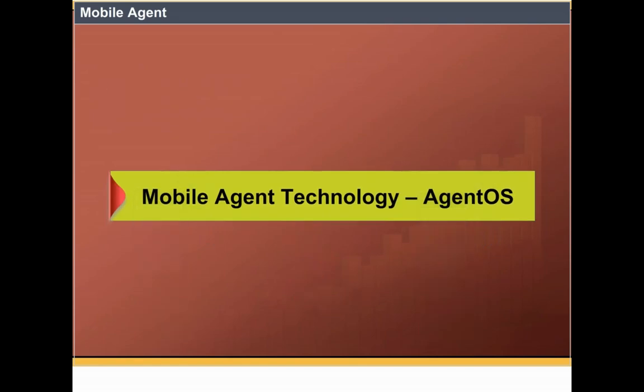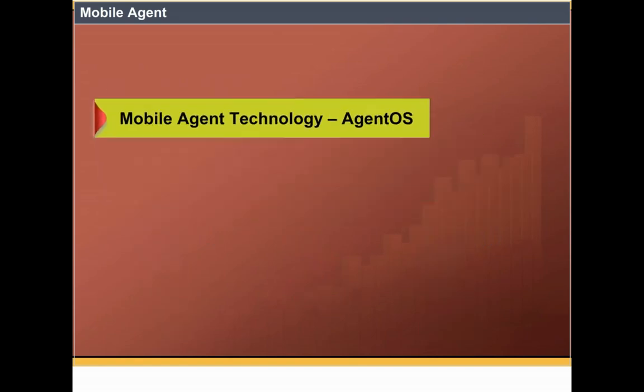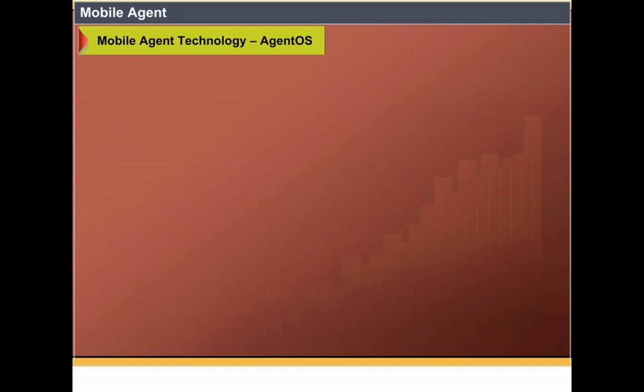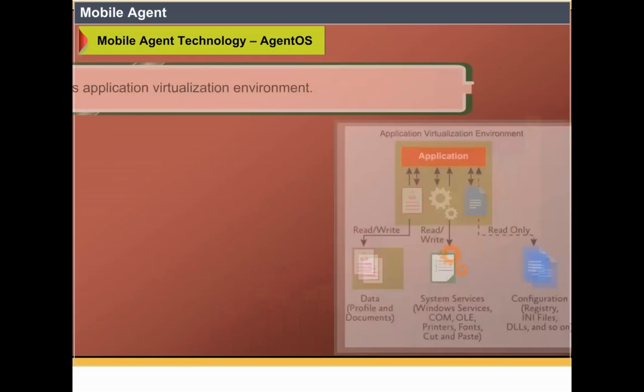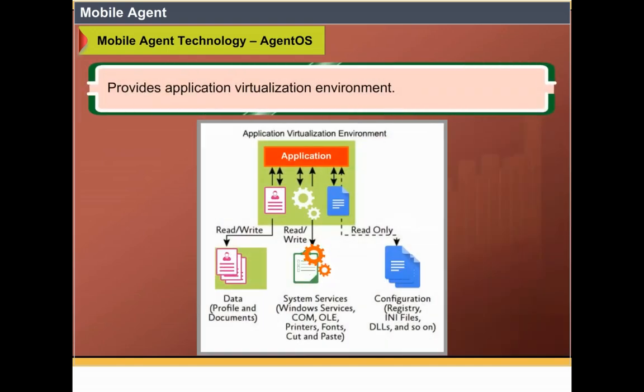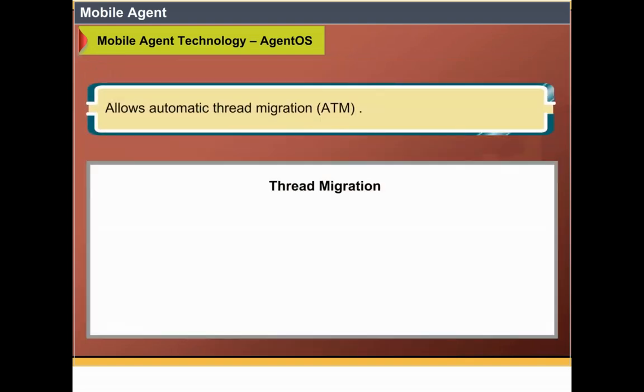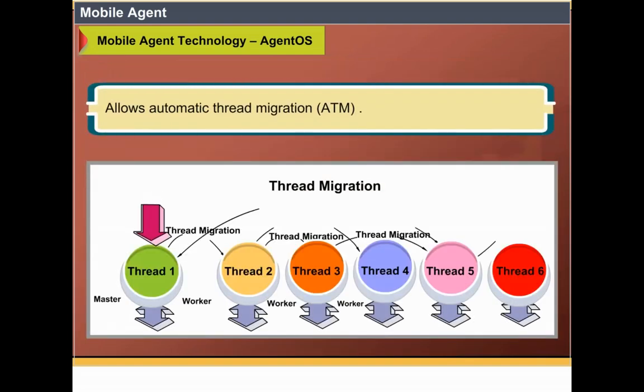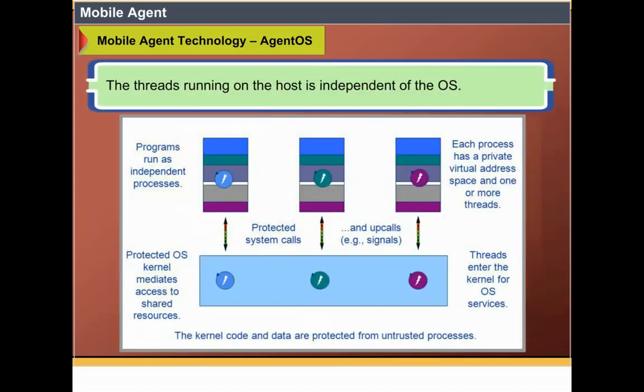Mobile Agent Technology, Agent OS. Agent OS, an operating system developed in 2006. Provides application virtualization environment. Allows automatic thread migration, ATM, the threads running on the host being independent of the OS.